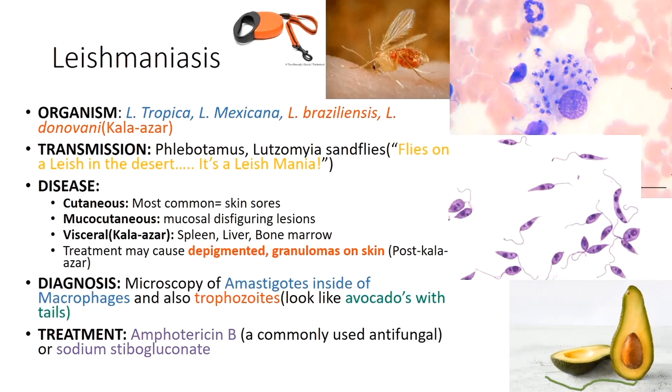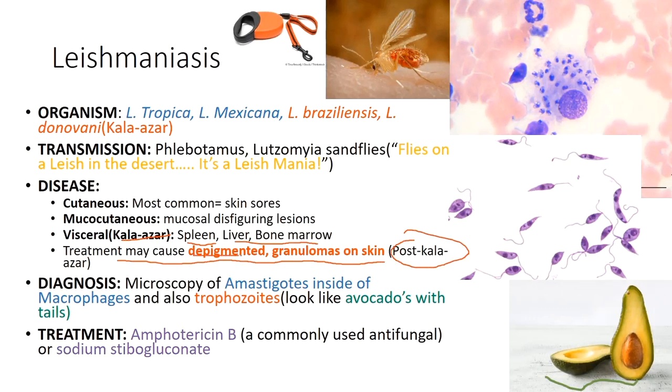So the disease is going to cause cutaneous lesions. It's the most common, like those skin sores. Mucocutaneous, which includes some of the mucous membranes and mucous disfiguring lesions. And then the visceral form is going to be known as your kala-azar, that infects your spleen and liver and bone marrow.